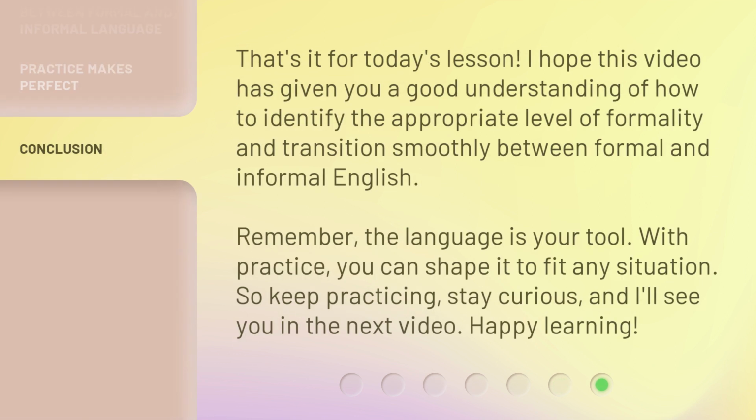That's it for today's lesson. I hope this video has given you a good understanding of how to identify the appropriate level of formality and transition smoothly between formal and informal English. Remember, the language is your tool. With practice, you can shape it to fit any situation.